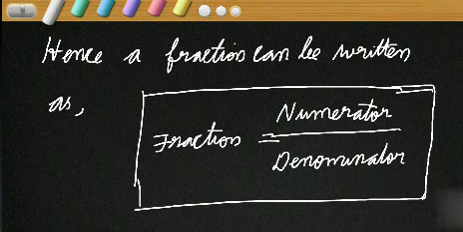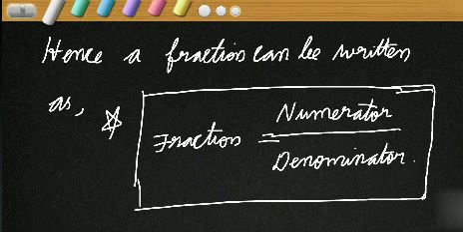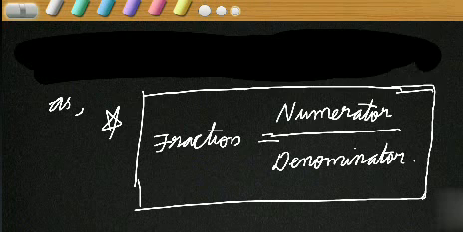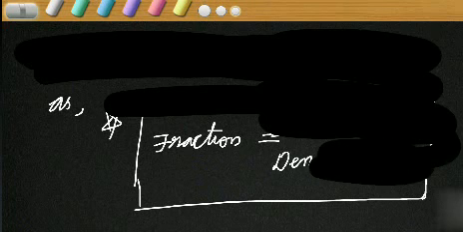Fraction is equal to what? Numerator by denominator. This is very, very important. All fractions are in the form numerator by denominator. Understood? Have you got it? Now write some examples of this new representation of fractions as numerator by denominator.